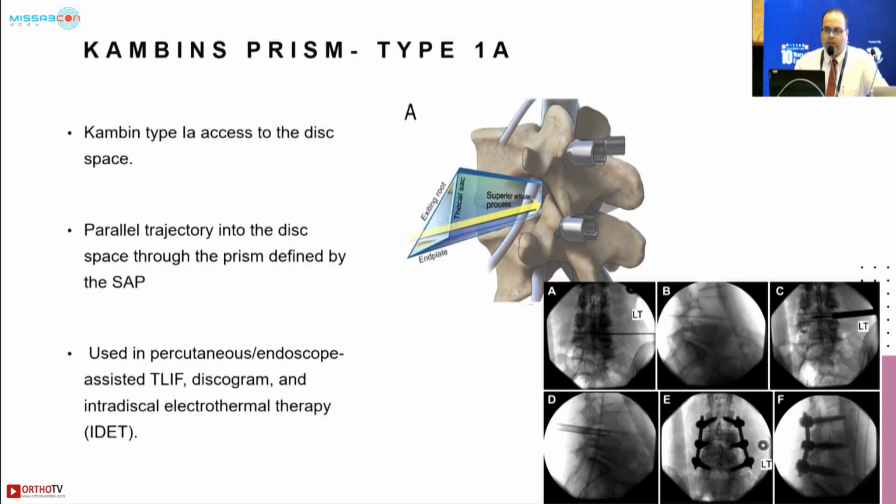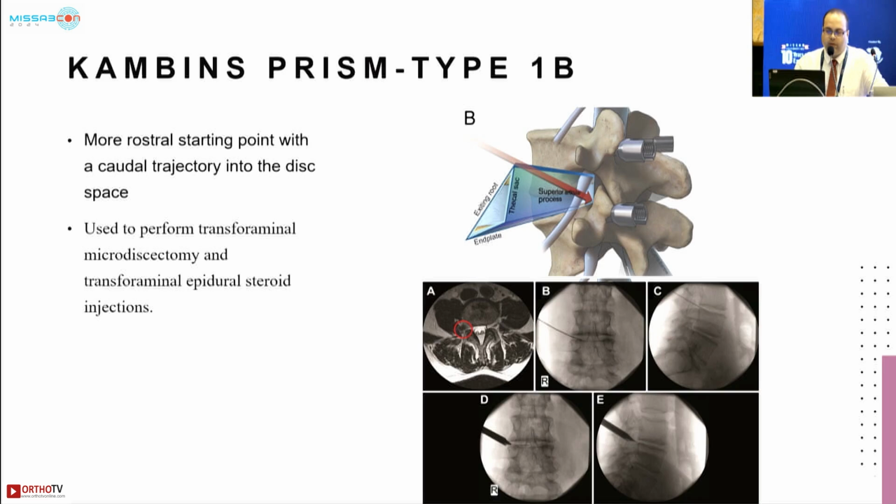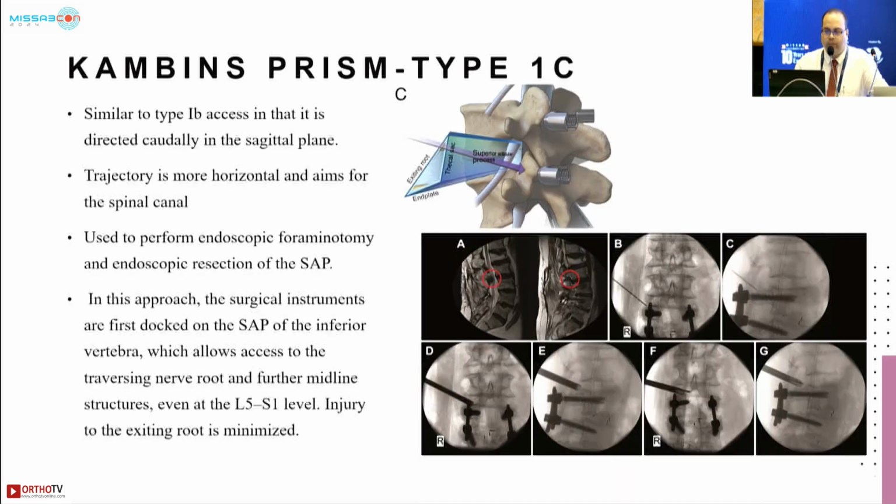Type 1 axis is the typical axis which Kambin described, and this is anterior to the SAP without removing any bone. Type 1 is again divided into type 1A, which is parallel to the disc space anterior to the SAP. Type 1B axis is a caudal trajectory, which is again anterior to the SAP and into the disc space. So these are the two axes which we use for typical transforaminal endoscopy and also for epidural steroid injections. And type 1C is similar to type 1B, but it is landing on the base of the SAP, the typical axis which we use for foraminotomy and foraminoplasty.